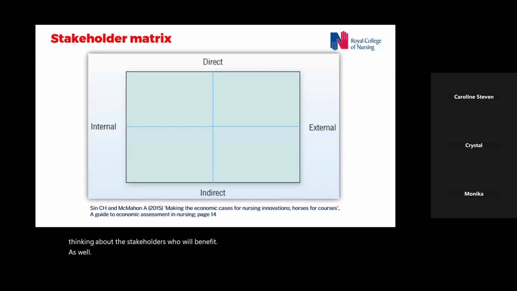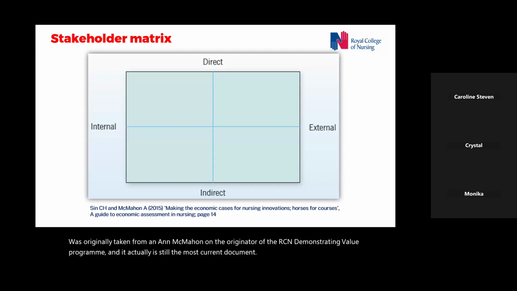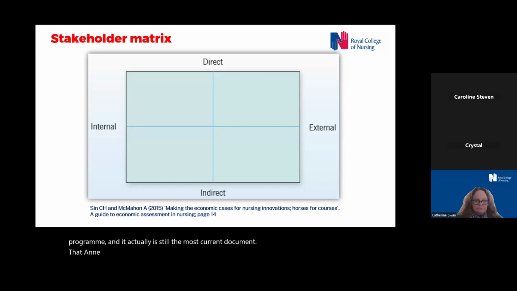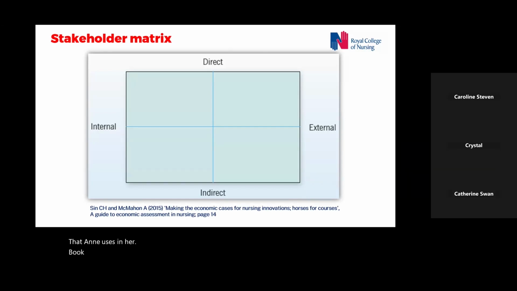So this is just an example here of a stakeholder matrix that could be helpful. The image was originally taken from Anne McMahon, the originator of the RCN Demonstrating Value Programme. And it actually is still the most current document that Anne uses in her book, or her resource around Making Economic Cases for Nursing Innovations, Horses for Courses, a guide to economic assessment in nursing.